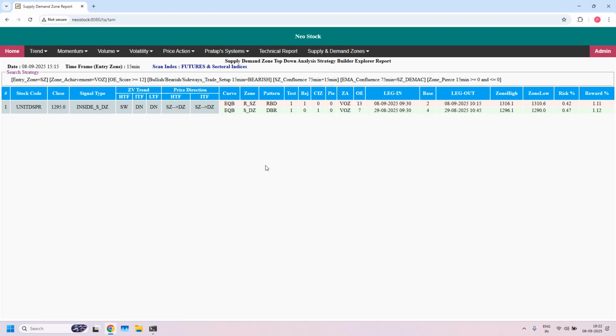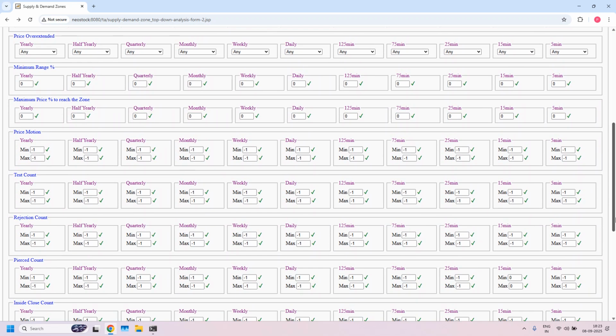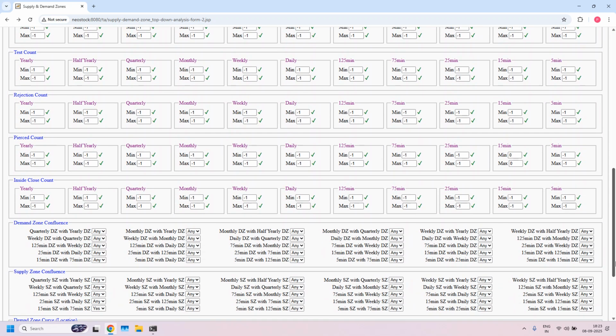Okay, next let us filter based on LTF, ITF and HTF supply zone confluence. Thereafter HTF EMA confluence. I am going back, removing this ITF supply zone EMA confluence. In the supply zone confluence, 3 filters I have to set. First filter is already enabled, 15 minutes and 75 minutes supply zone confluence. Next one is 15 minutes and daily supply zone confluence, 75 minutes and daily supply zone confluence.